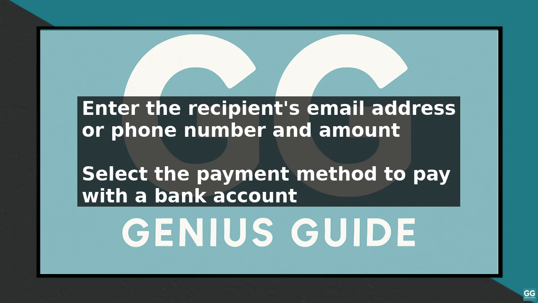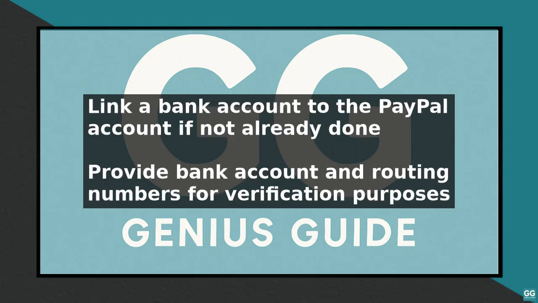This involves providing your bank account and routing numbers, and confirming 2 small deposits made by PayPal to verify the account. Once your bank account is linked, you can proceed with the payment. Review the transaction details carefully, including the recipient's information, payment amount, and any applicable fees. Finally, confirm the payment to initiate the transfer.